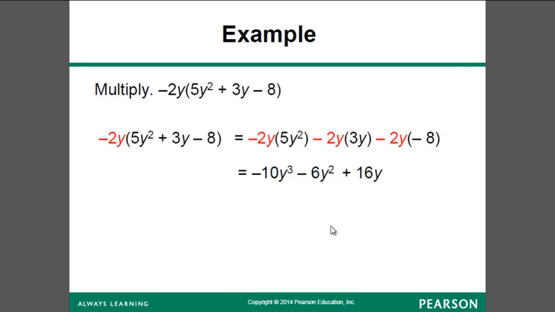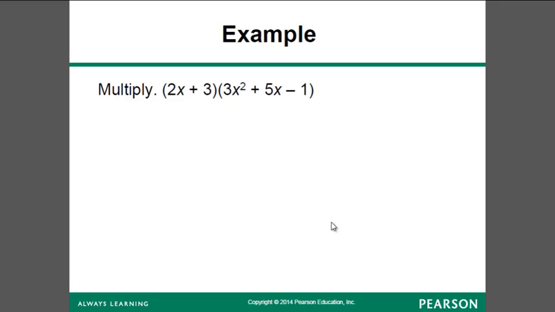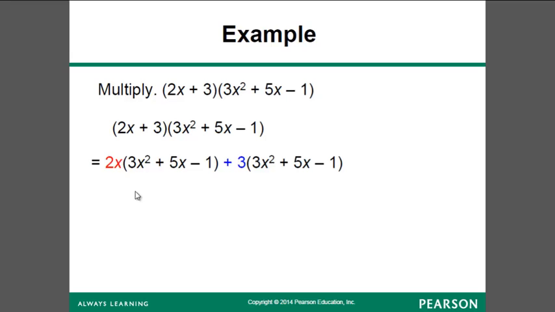Let's look at another example. Here I have 2x plus 3 times a 3x squared plus 5x minus 1. And I want to multiply this binomial right here times this trinomial. What I'm doing is I'm going to multiply the 2x times this entire trinomial and the 3 times the entire trinomial. As you see written out here, I've taken the 2x and I'm going to multiply it by the trinomial plus the 3 times the trinomial.